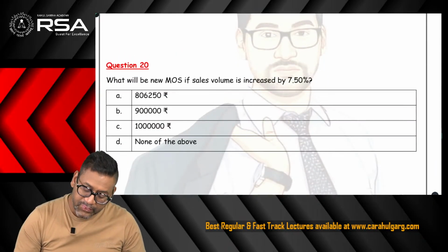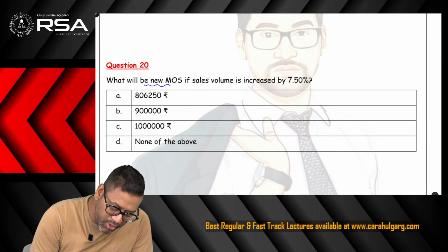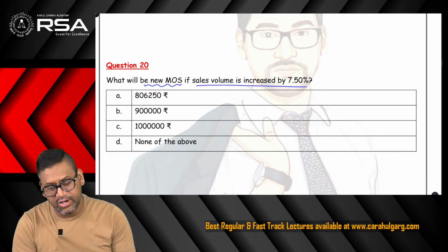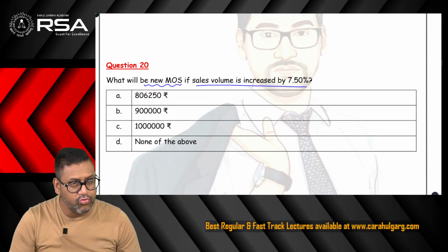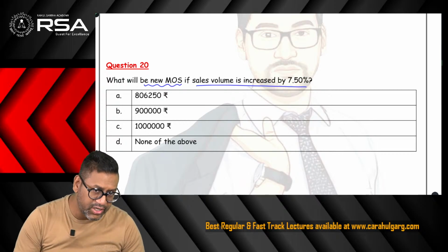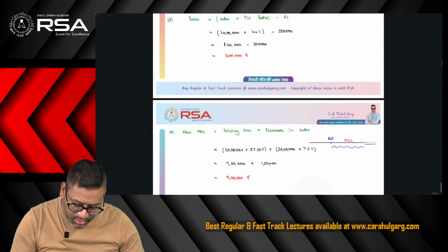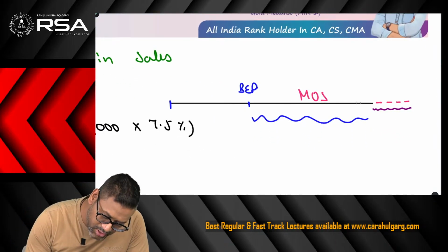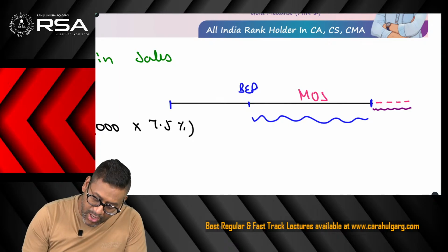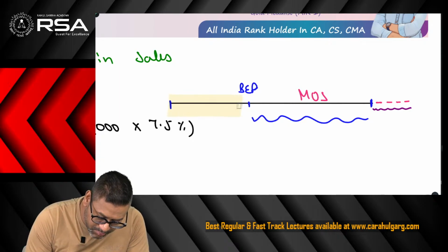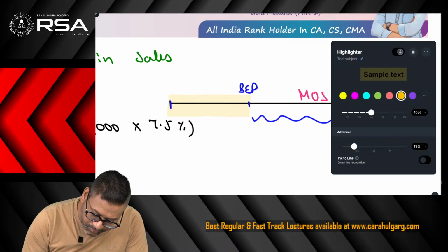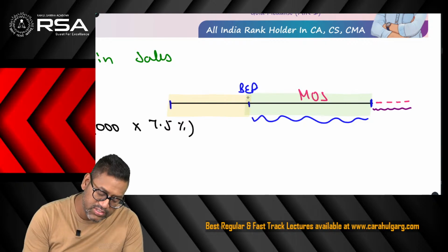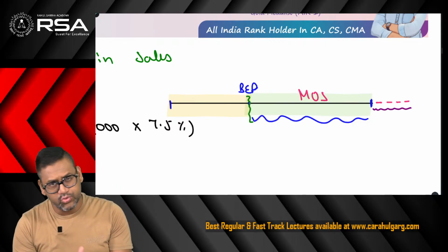Again, done. The last one asks what will be the new MOS. It asks for the new margin of safety if the sales volume is increased by 7.5%. So as of now, what is your sales value? My sales value is 20 lakh rupees. I'll show it over here. This black line, from this point up till this point, is my current sales, out of which this particular portion is break even point and the further portion is MOS. Once your break even has been reached, any sales which you earn after that is MOS.